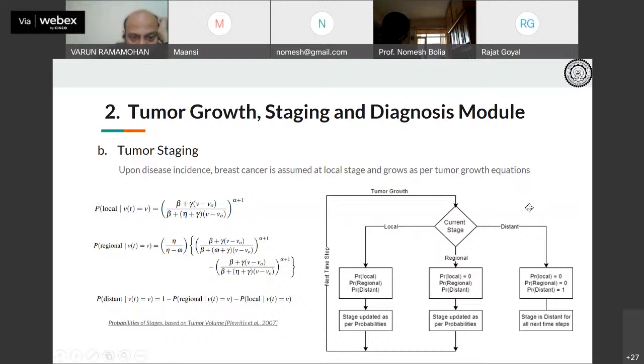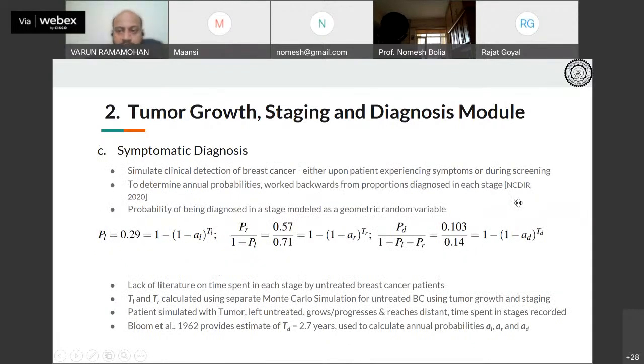Now what we do is we use data that is specific to India. So we know how the tumor grows with time, and once we have this, we need to figure out at what point people are going to get diagnosed, right? So in the Indian context, what we find is that about 30% of people get diagnosed in the local stage, the early stage. About 60% get diagnosed in the later stage, and about 10% or so get diagnosed in the distant stages, right? So in the very advanced stages.